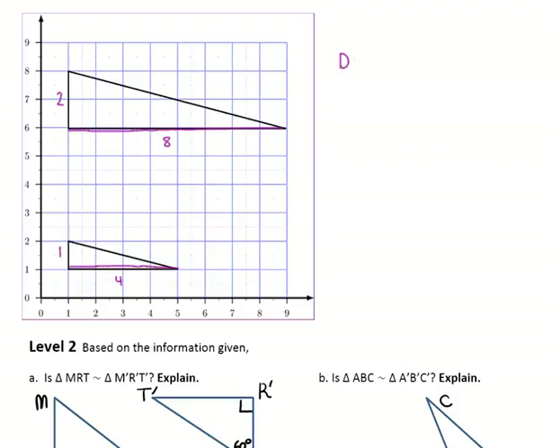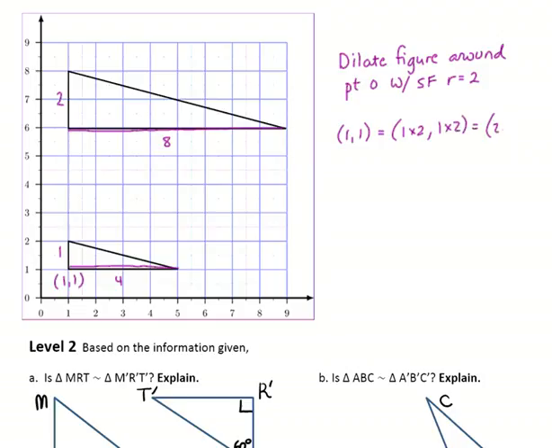So the first thing that you would have to do is to dilate the figure around point O with a scale factor r equals 2. So I'm going to go ahead and do that. That's going to move point (1, 1). I'm going to take each of those coordinates and double it. And so my new coordinates are (2, 2). Then my next coordinate, this one is (1, 2). I'm going to take each one of those coordinates and double them. So my new coordinate is (2, 4).